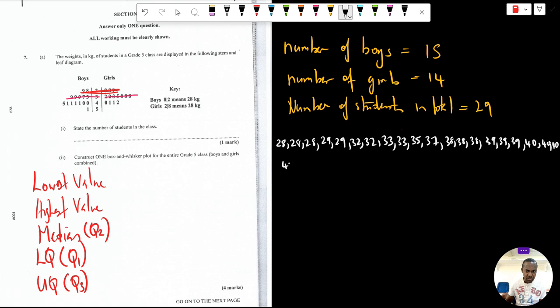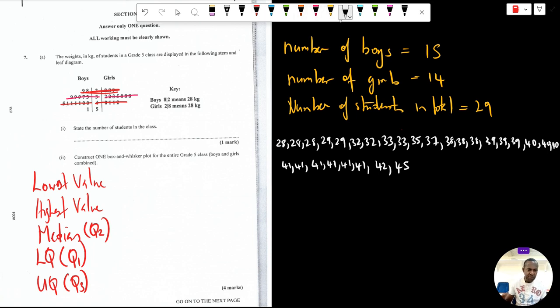Then we have 2 41s on the girls' side. And of course, we have 1, 2, 3, 4 41s on the boys' side. So 1, 2, 3, 4. Right? And then next, we have a 42 on the girls' side and 45 on the boys' side. So that should take care of all the weights with a stem of 4 for both girls and boys.